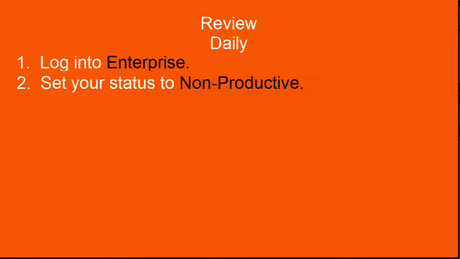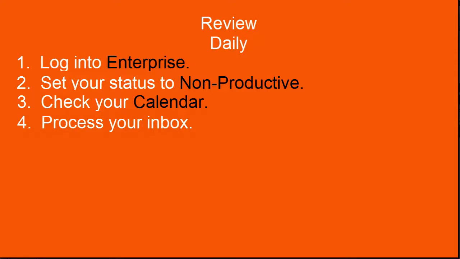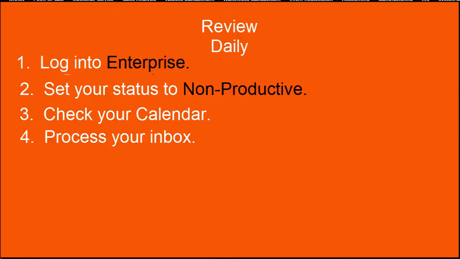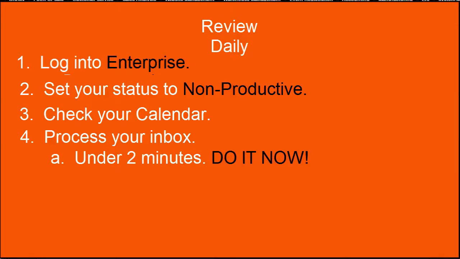In review, every day you want to log into Enterprise, set your status to non-productive, check your calendar for time-sensitive information about what you have on your calendar for today, and then you begin processing your inbox. You process into two categories. One, I can complete this in under 2 minutes, and I do it now. Two, this is going to take me longer than 2 minutes, and I'm going to move it to one of my 3 places.